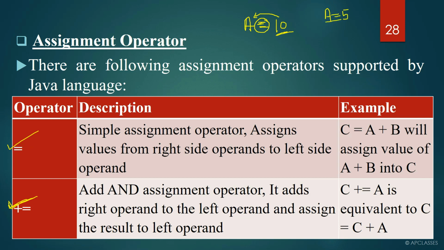Let us assume the value of a is 5. And if somebody writes here a plus equals to 10, plus equals to is considered as what? Assignment operator, isn't it? Plus equals to is considered as an assignment operator, right? Or you can say it is considered as shorthand notation. And what is the use of writing plus equals to 10?